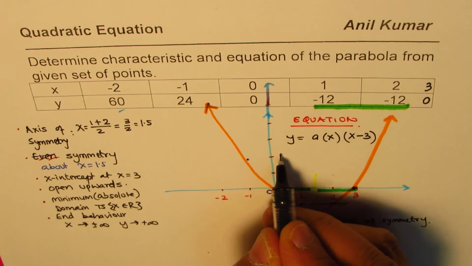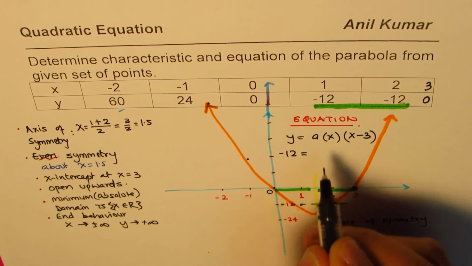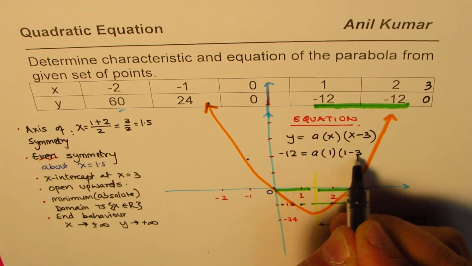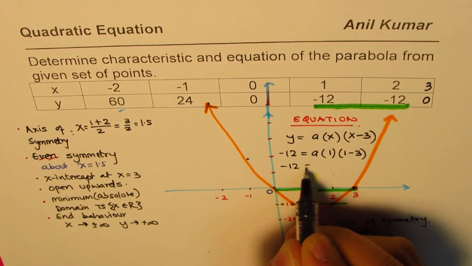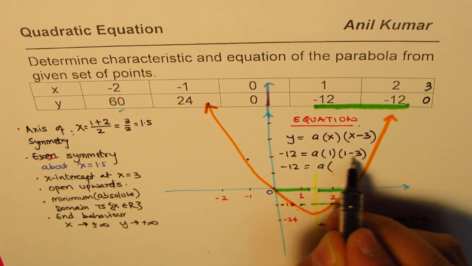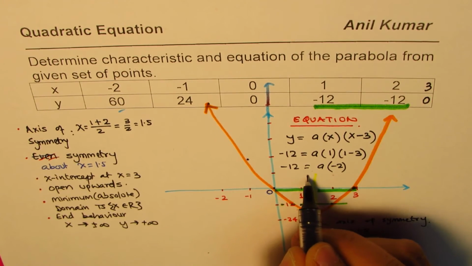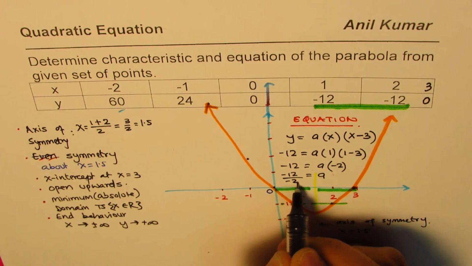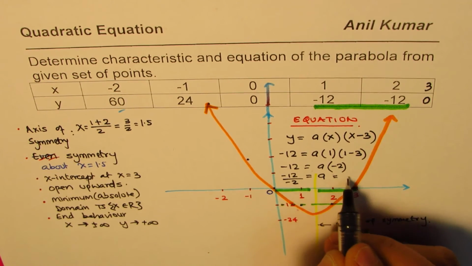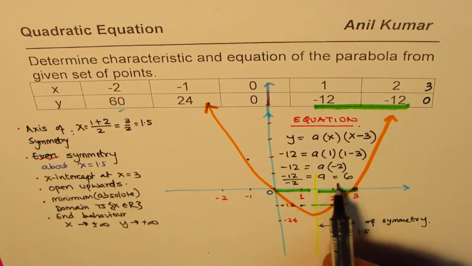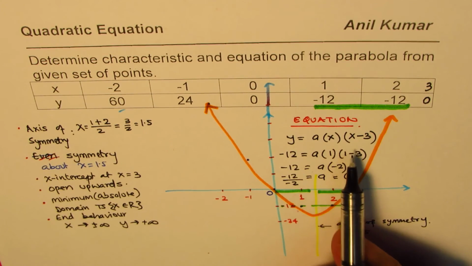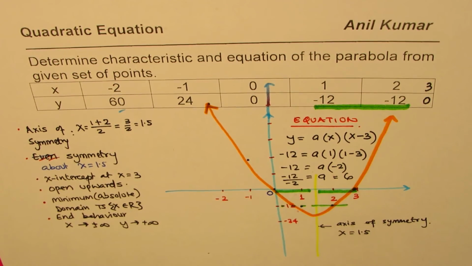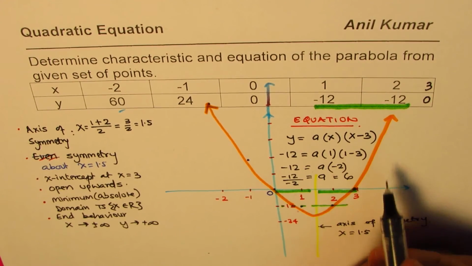So minus 12 is the y value, so I'll put y as minus 12, a times x as 1, minus 3. So minus 12 equals a times that, which is minus 2. So the value of a is minus 12 divided by minus 2, and that is indeed equal to 6. So with a as 6, we have the equation as 6x times x minus 3, correct? So that is the equation.